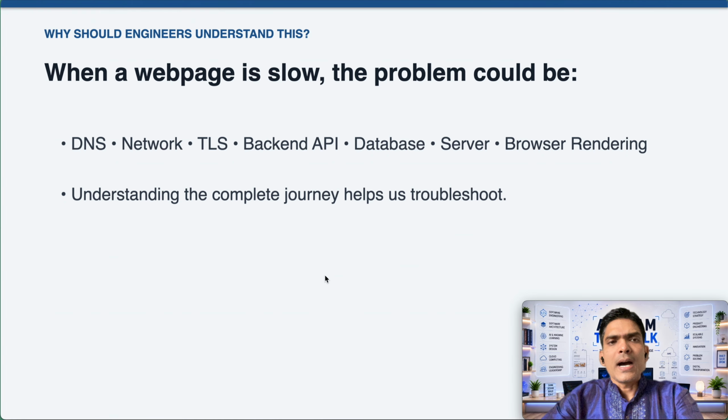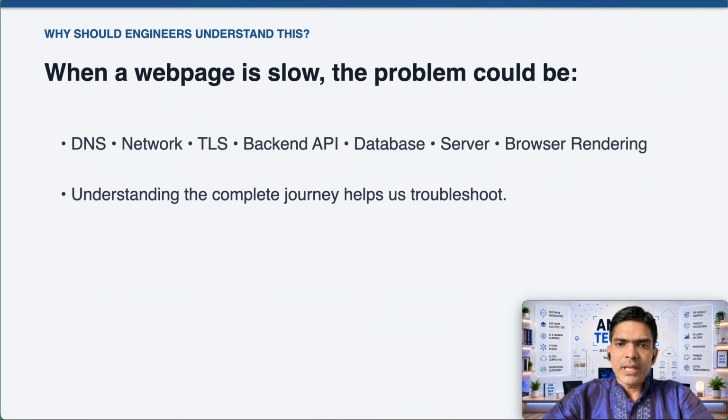Why should engineers understand this? Now, here is the important question. Why should software engineers understand this? Because when something goes wrong, the problem can exist at different points in this journey. If the web page is slow, maybe DNS is taking too long, maybe there is network latency, maybe the backend API is slow. Maybe the database query is inefficient, or perhaps the browser itself is taking too long to render the web page. If we only understand one part of the system, we may spend time optimizing the wrong thing. Understanding the complete flow gives us a much better mental model for troubleshooting this.